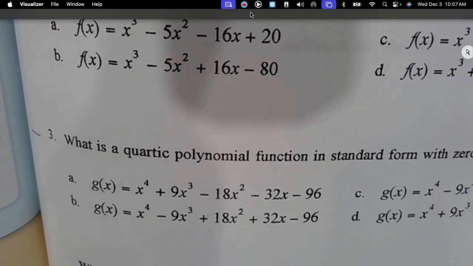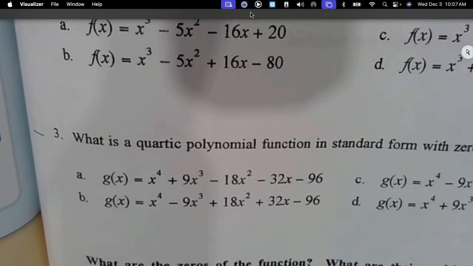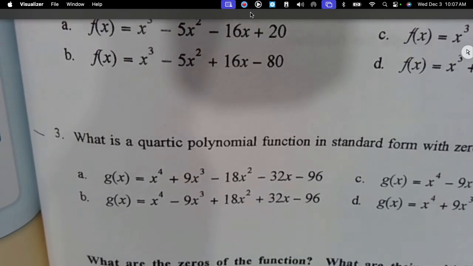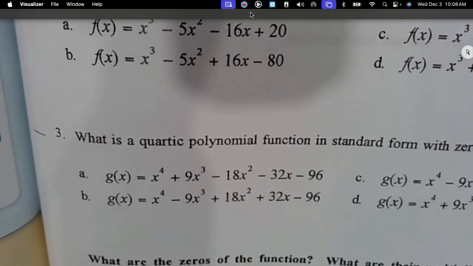On number 4, it would just factor out an x squared. Did you factor out an x squared? Mhm. And then I got x squared, and in the parentheses negative 4x plus 3.